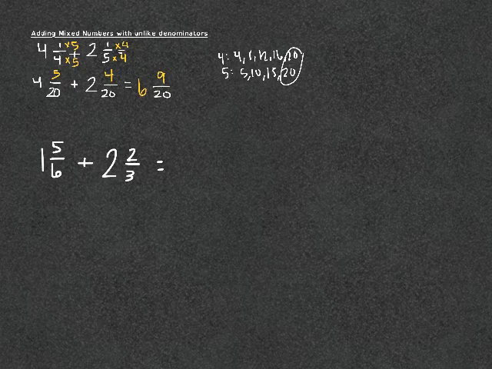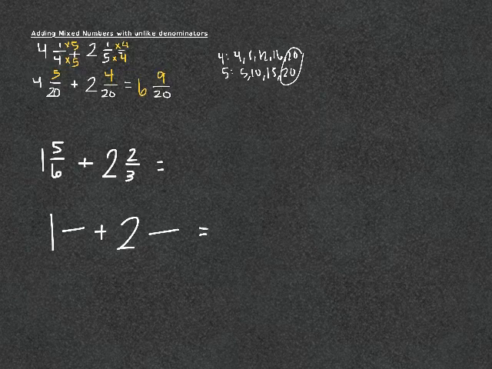All right, now let's say we have 1 and 5/6 plus 2 and 2/3. Now we have to ask ourselves, what can we get both 6 and 3 to be? If we only need to change one of these denominators, we should do so. I know that I can get 3 to be 6, so I'm going to keep my 5/6 the same. Now all I have to do is change my 3. So 3 times what gives me 6? 2. So I multiply 2 times 2, and I get 4.